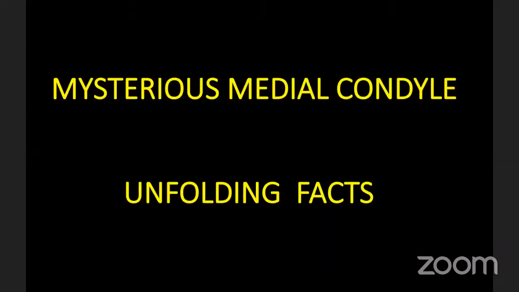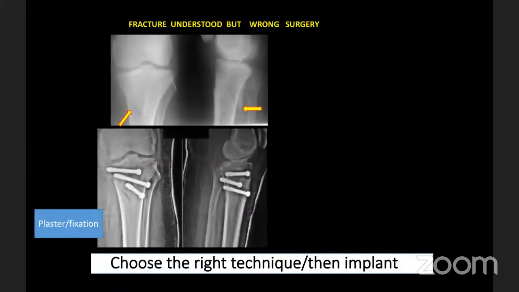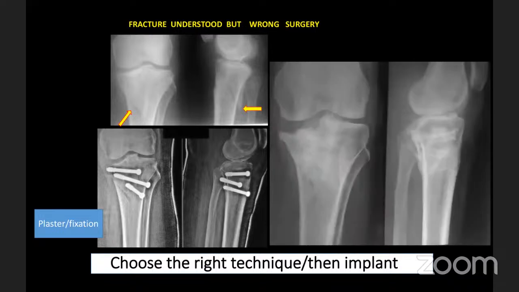Now, I always tell that the medial condyle is a mysterious medial condyle. So now see, this is a simple total medial condyle fracture with a posterior apex. This fracture was understood rightly, that it needs posteromedial fixation, but it was done wrongly. Anteromedial to posteromedial and anterolateral to posteromedial screws were fixed, and you can see the outcome. It is totally worn out. So it is better to choose the right technique and right implant for the fracture type. If we do something wrong, then the outcome can be really disastrous.